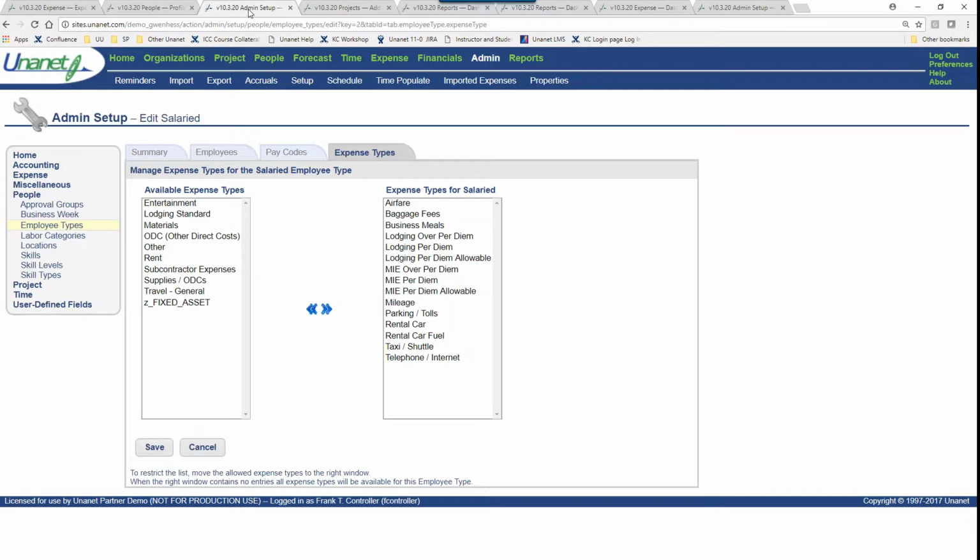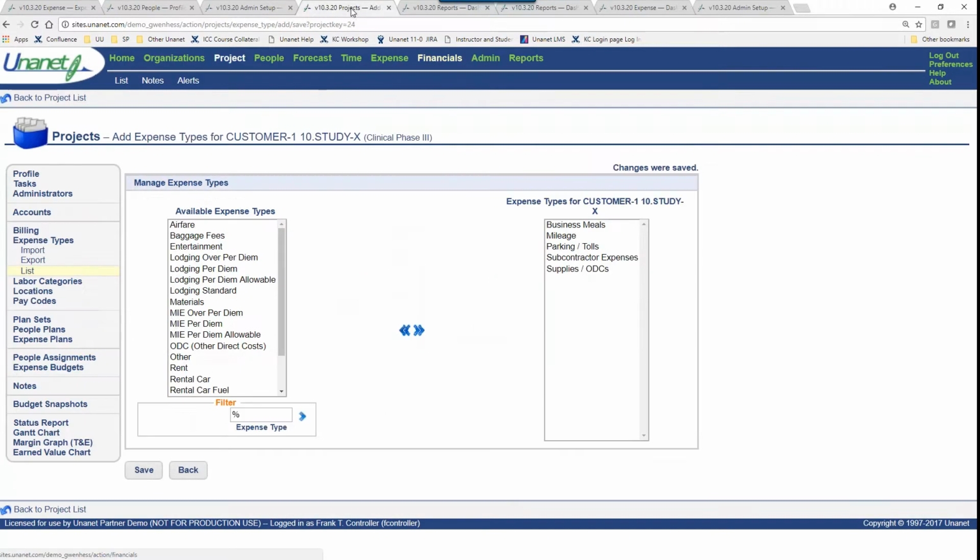So if I go in, as a system admin, I am on my admin setup employee type screen, and I'm editing the one that I have named salaried, I have the ability to say, these are the expense types that are available to someone who is a part of this particular employee type. So we saw that Chad is a part of this employee type group, so he has this listing of expense types available to him. But you say, wait a minute, Gwen, on that screenshot you showed me, there were only 3 expense types available. Well, that's because you can also limit at the project level which expense types are available.